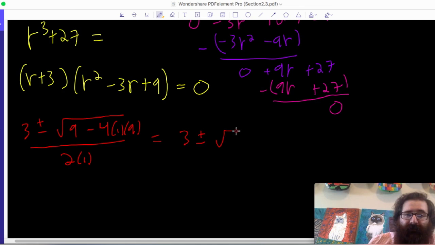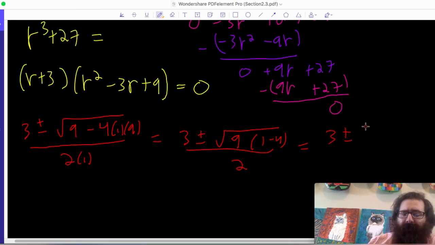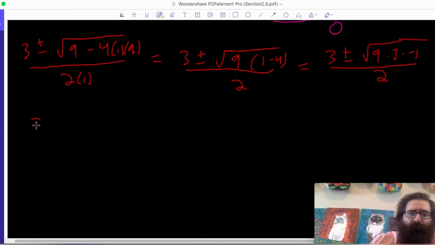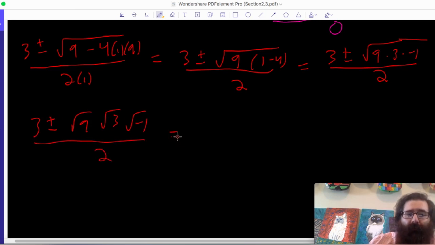3 plus or minus the square root of, I might even just factor a 9 out, and I'm left with 1 minus 4, all divided by 2. So we get 3 plus or minus the square root of 9 times, this is going to give me -3, but I could say 3 times -1, all over 2. And use that product property of the square root. So 3 plus or minus square root of 9 times square root of 3 times square root of -1, all over 2.